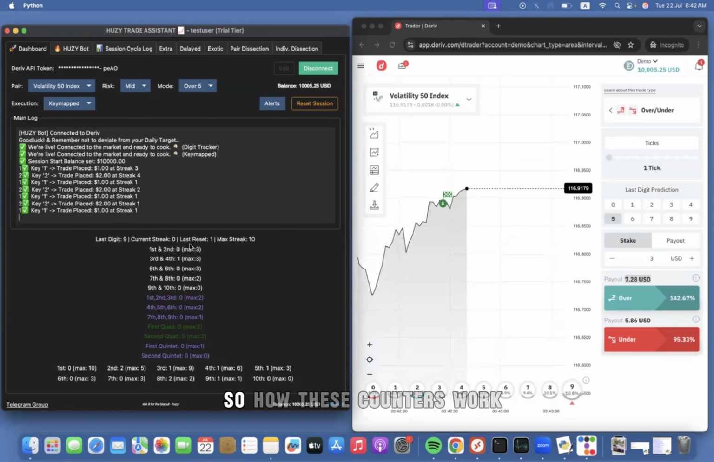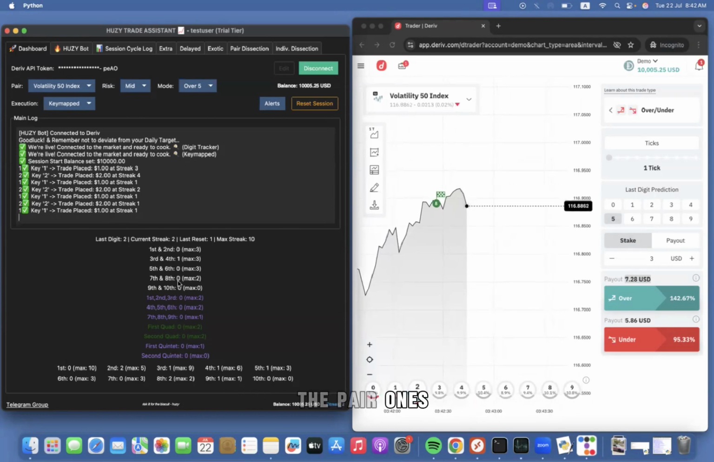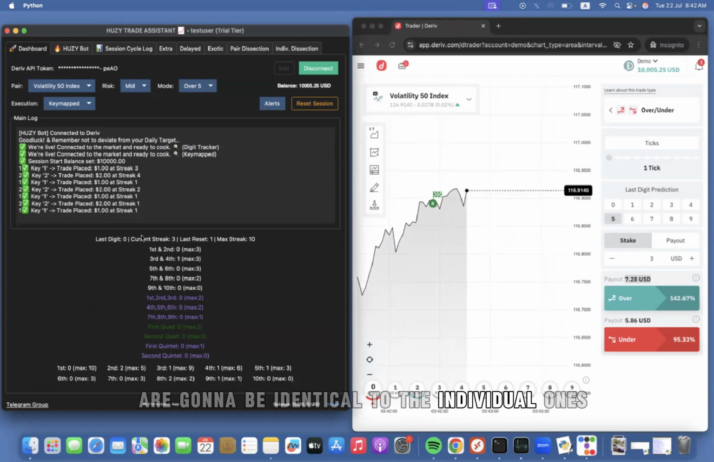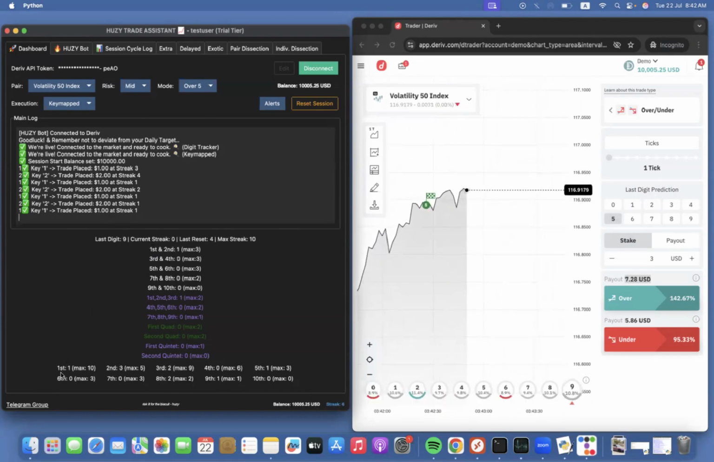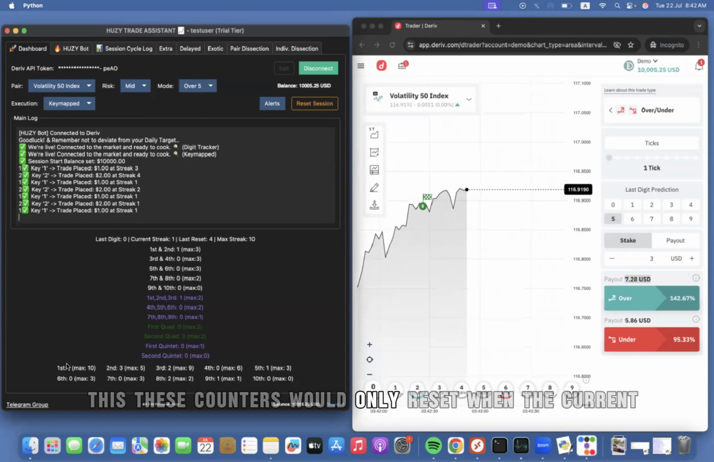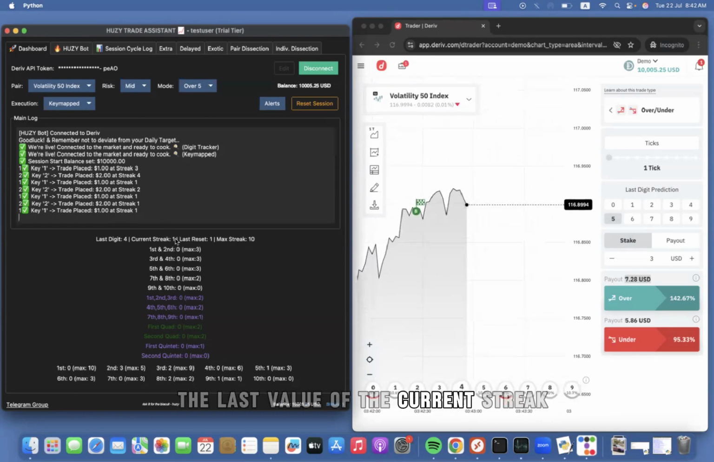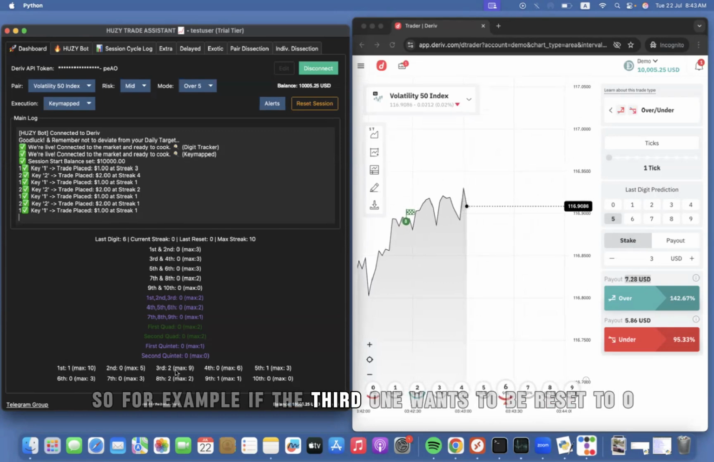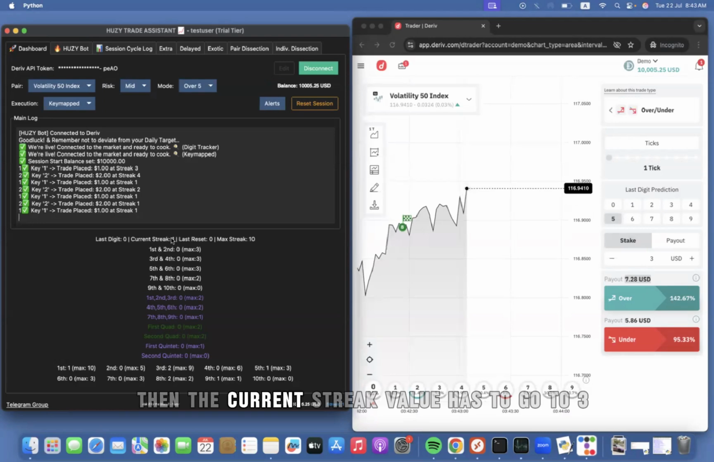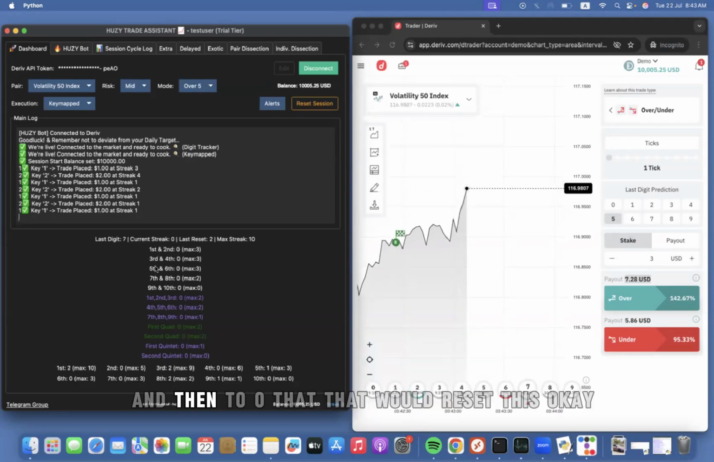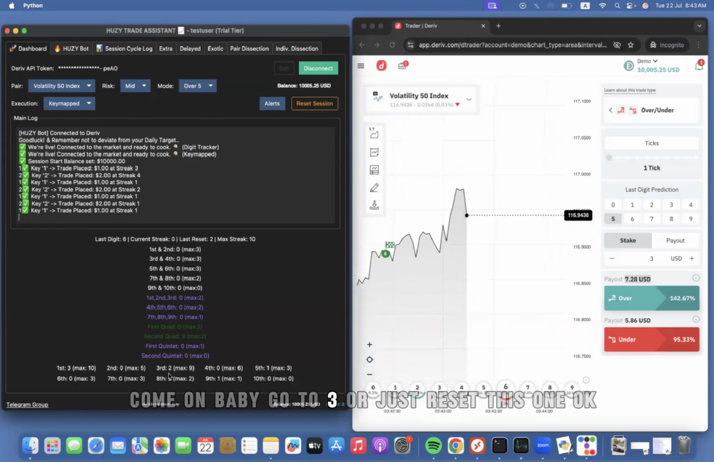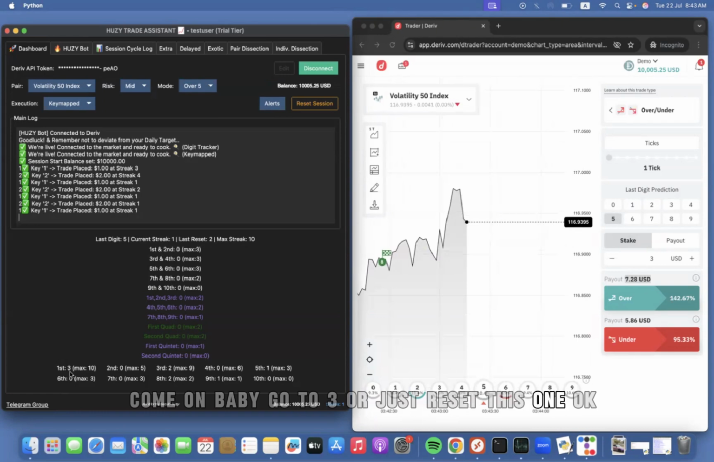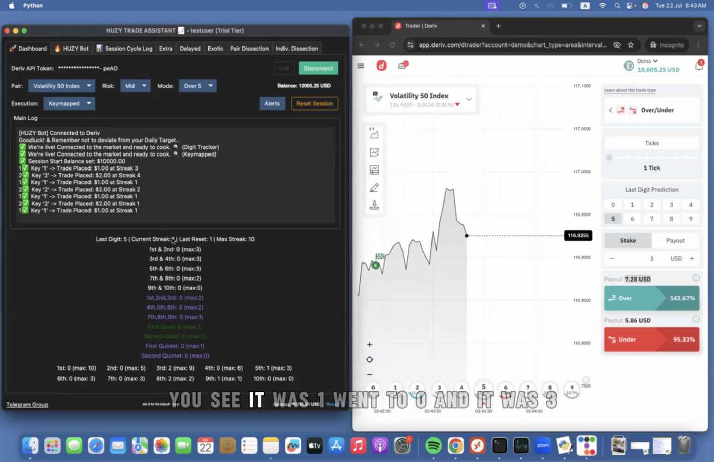So how these counters work: the pair ones are going to be identical to the individual ones, but the only difference is these counters would only reset when the last value of the current streak before it went to 0 was any of these values. So for example, if the third one wants to be reset to 0, then the current streak value has to go to 3 and then to 0. That would reset this. Currently, come on, baby, go to 3 or just reset this 1. You see, it was 1, went to 0, and it was 3, it also went to 0.